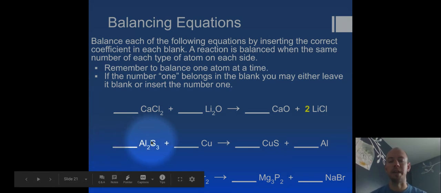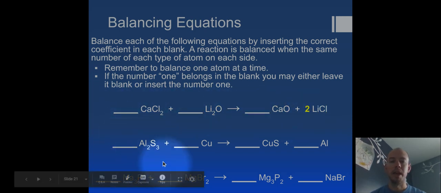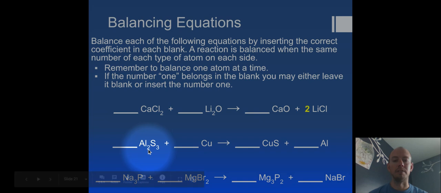Our next example here has aluminum sulfide with some subscripts reacting with copper. It makes copper sulfide and an aluminum. So I'm going to go back and just mention: compound, compound, compound, compound, double replacement; compound, element, single replacement. But I do have subscripts on the left that aren't matched on the right, which means I will need some coefficients. I start right away with the first thing I run into.